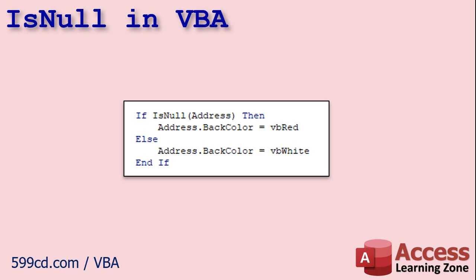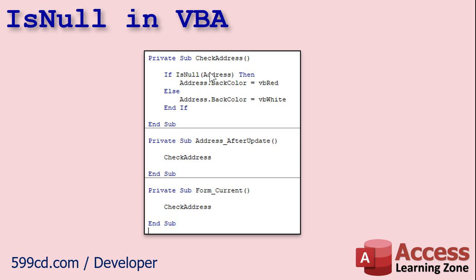Okay, you can also use the is null function in your VBA code. For example, here, we're going to say if is null address, then we're going to change the background color of the address field to red. Otherwise, we'll set the background color to white. And if you've never programmed in VBA before, go watch my VBA video. Of course, we have to run this code somewhere, so we'll make a private sub for it called check address, and then we'll call that subroutine from the after update event of the address field, so it changes when we change the address field. And also, we'll put the same thing in the form on current event, so it runs when we move from record to record.